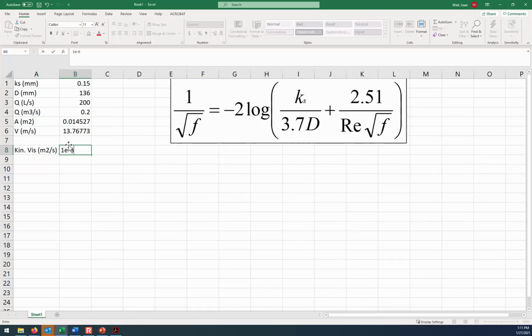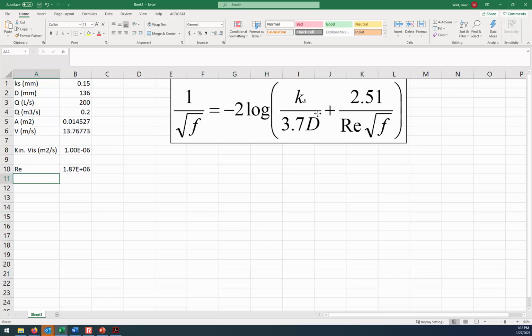1e minus 6. Okay, so that's 10 to the minus 6th. And now, finally, Reynolds number. So it's the velocity times the diameter. Now, my diameter is in millimeters, so I need to divide the diameter by 1,000 to get that into meters. Okay, so now divided by kinematic viscosity. So the Reynolds number is 1.87 times 10 to the 6th.